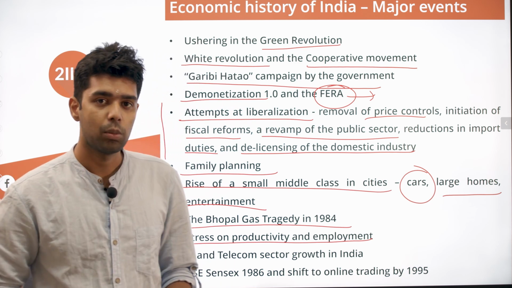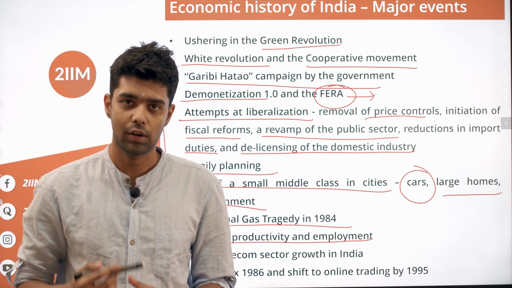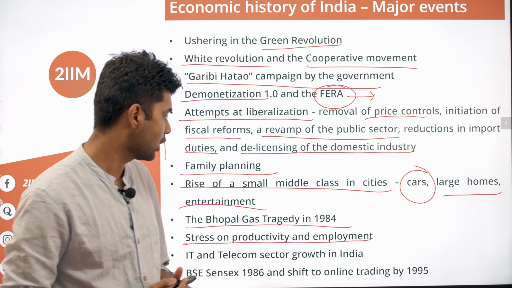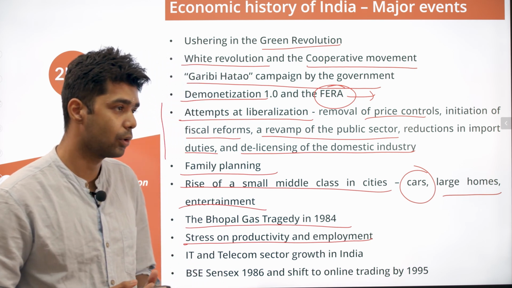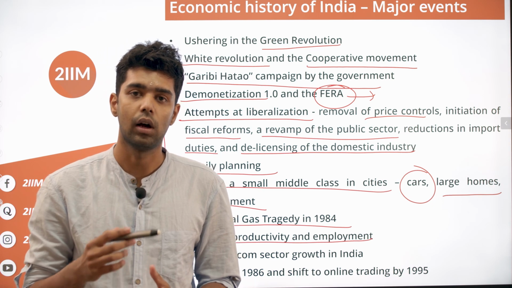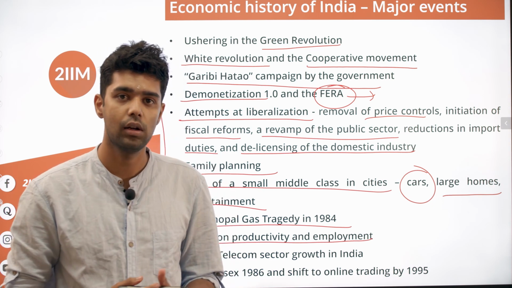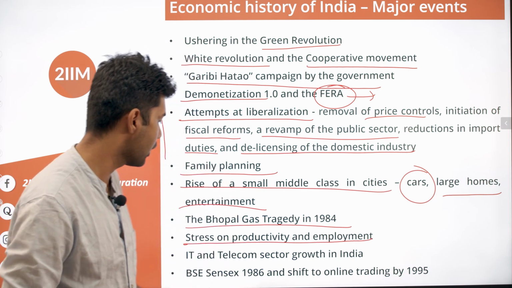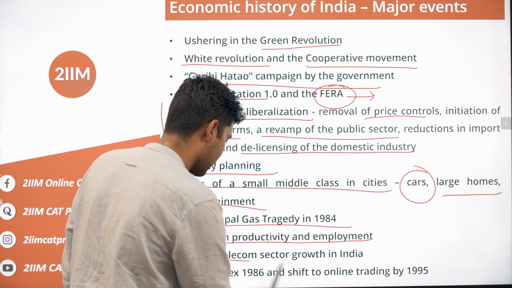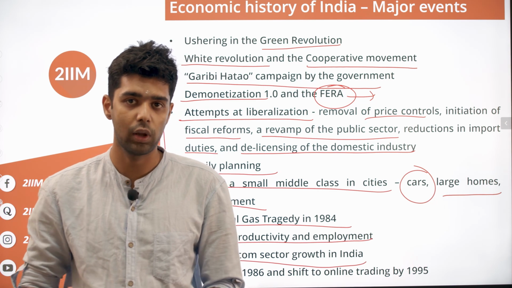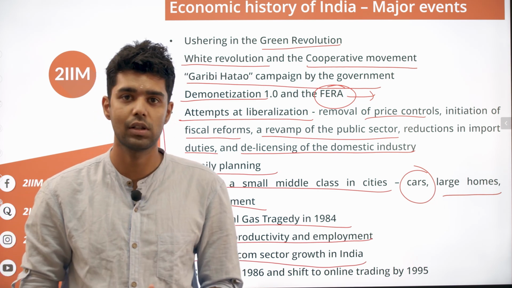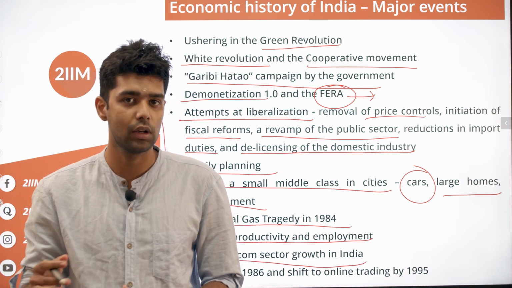Stress on productivity and employment was under the Rajiv Gandhi government after Indira Gandhi was assassinated. So productivity and employment was of heavy focus. A lot of schemes in employment were from this era. Employment benefits were also from this era. Then there was IT and telecom sector growth. At this point of time in the world, the IT sector was growing. It was only during the 1970s and 1980s that IT was growing even in the USA.